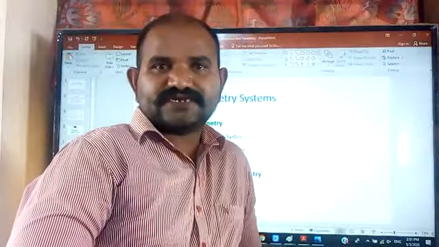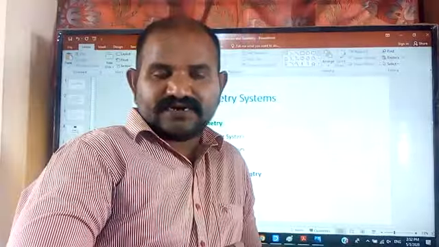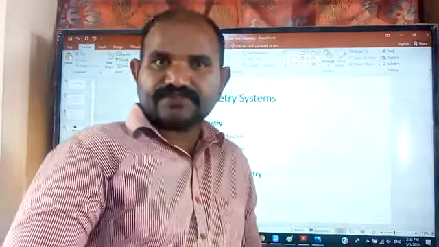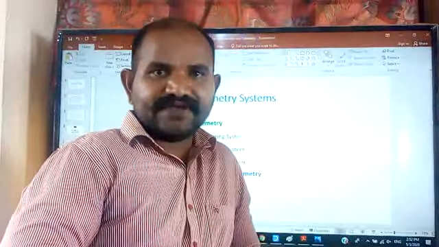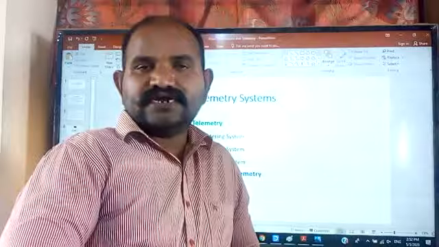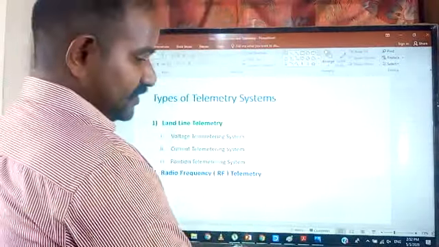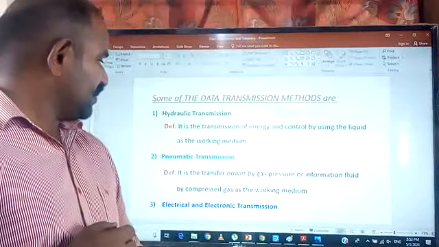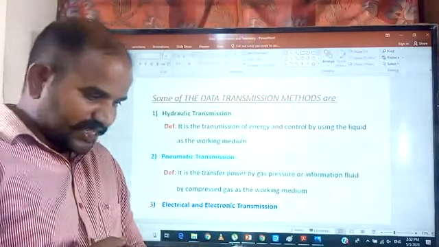In the last class, we studied what exactly the telemetry system is and the data transmission methods we are using, depending on the variables and the distance over which we are supposed to send the information. Depending on that, there are three different types of data transmission methods. One is hydraulic data transmission, which we saw in the last class. Another is pneumatic transmission, and another is electrical and electronic transmission.